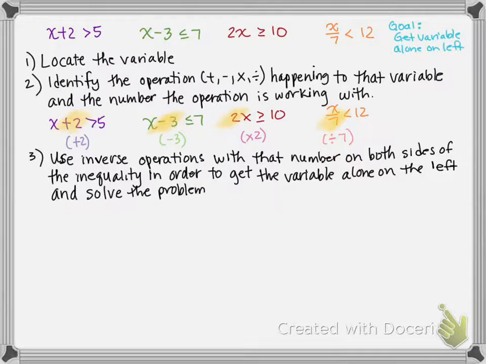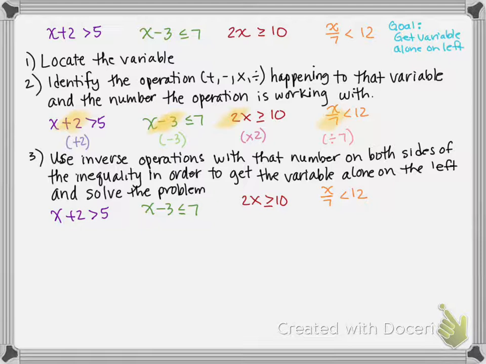Okay, so here we go. I'm going to write down my equations again. Oops, wrong color, sorry. Let's get back to purple. Purple, come back, purple. X plus 2 greater than 5. X minus 3 less than or equal to 7. 2 times x is greater than or equal to 10. And x divided by 7 is less than 12. Okay, so now here's how we show. Now where I'm placing the numbers is where you need to place the numbers. So I'm going to do them all in the same color.